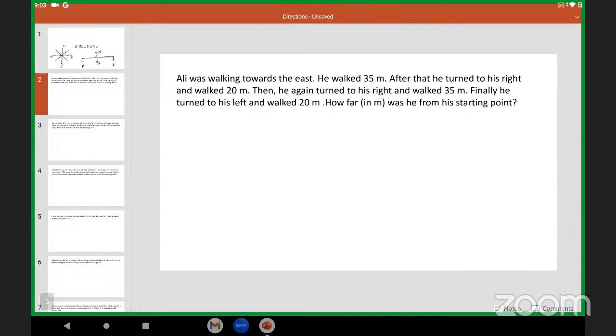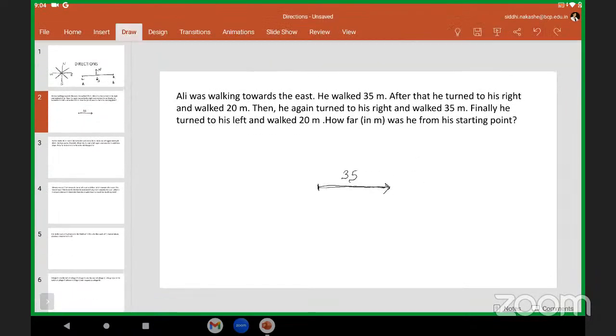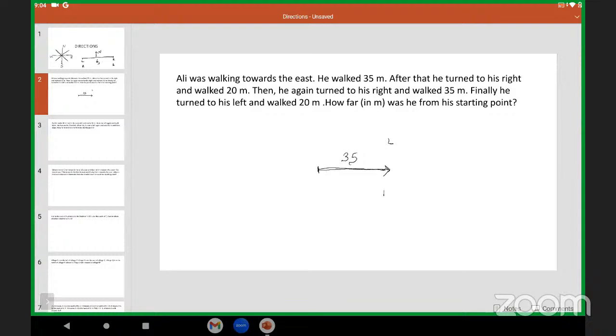Ali was walking towards east. We all know east is nothing but this line. From here it will obviously go east, and he walked 35 meters. After that he turned to his right and walked 20 meters. Pointing towards this direction, here it will be left and here it will be right. So he turned to his right and walked 20 meters. He walks again 20 meters. So now he's facing south.